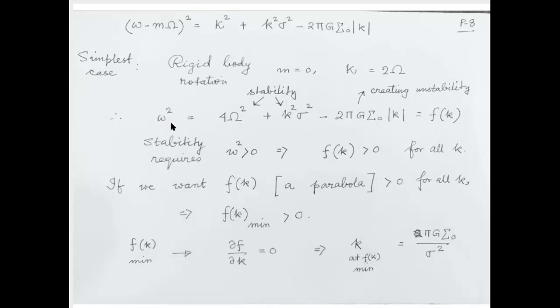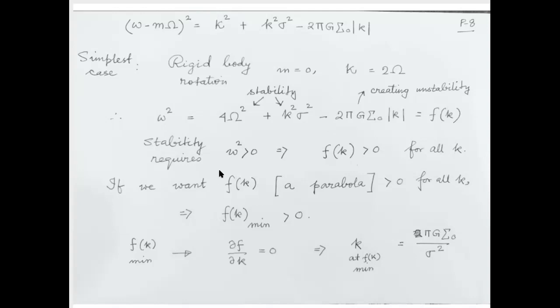Now, I want stability for all k, all wave numbers or all wavelengths, whatever size of perturbation I create in the disk. I want all of them to be stable. If I want that, that means f(k) has to be greater than 0 irrespective of k. Right? f(k) greater than 0 means omega square greater than 0 means stability.